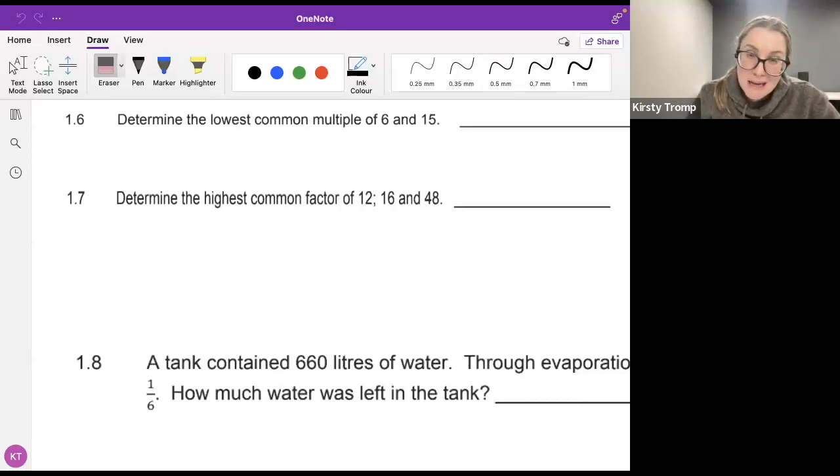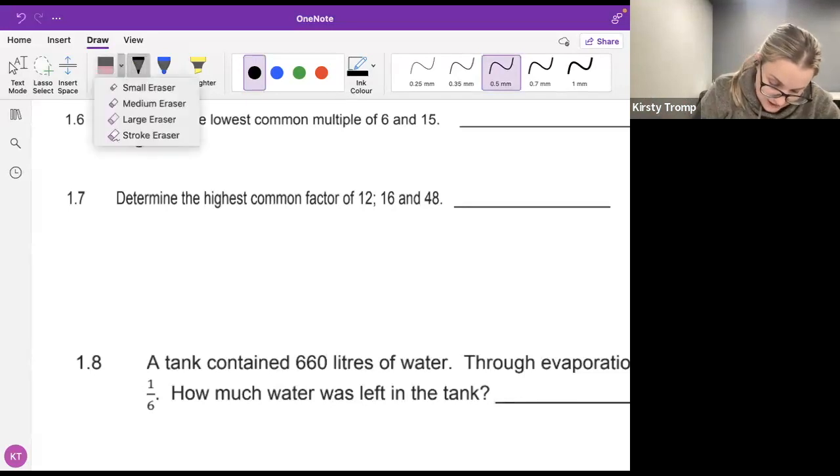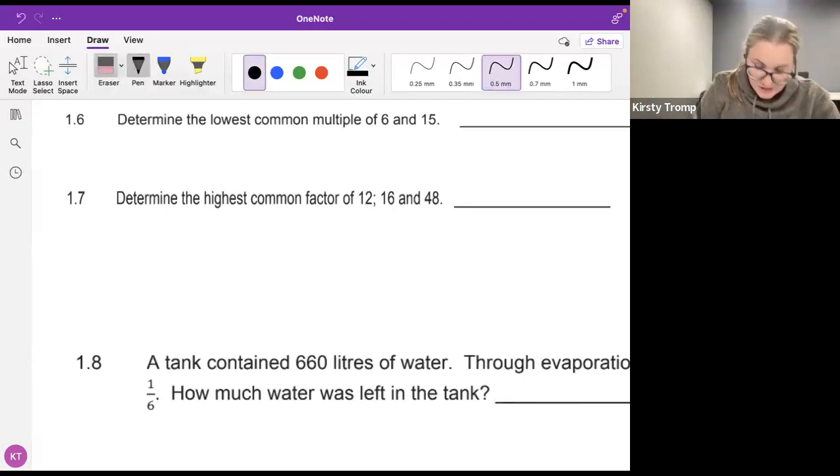So a reminder about what multiples are. When we're looking for multiples, multiples are numbers that our number can go into. For example, I'm going to do 6 for you guys. I just want to make sure that our pen is working correctly this evening. There we go.